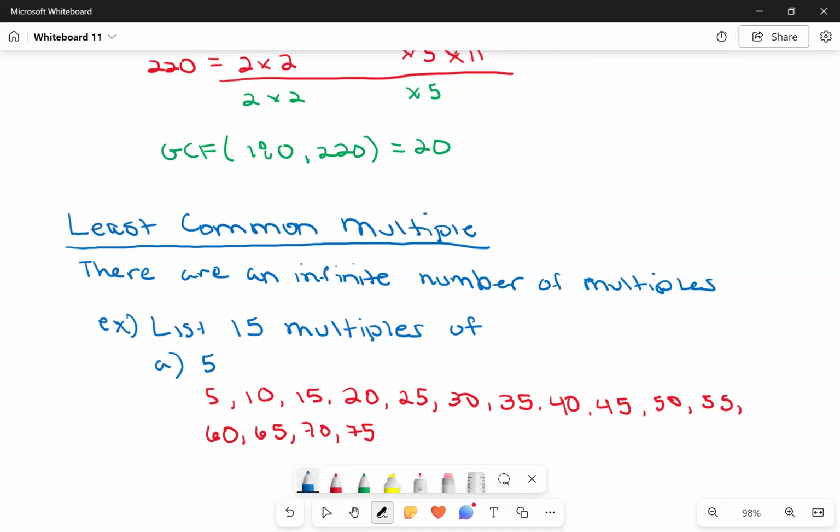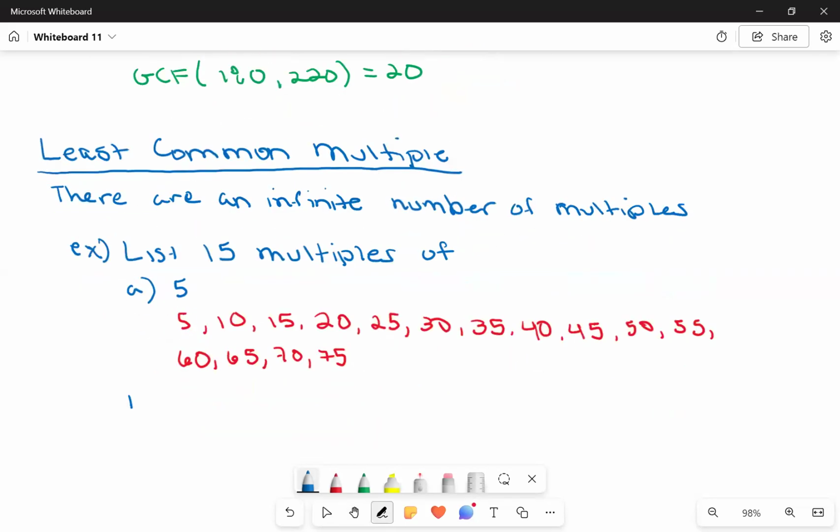These are numbers that when you multiply 5 times some number, it gives you those. So like 60 is a multiple of 5 because 5 times 12 is 60. Okay, and so forth. All right, I'd like you to try this now. For 7, I want you to list the first 15 multiples of 7. So part B will be 7. And if you need your calculator, that's completely reasonable.